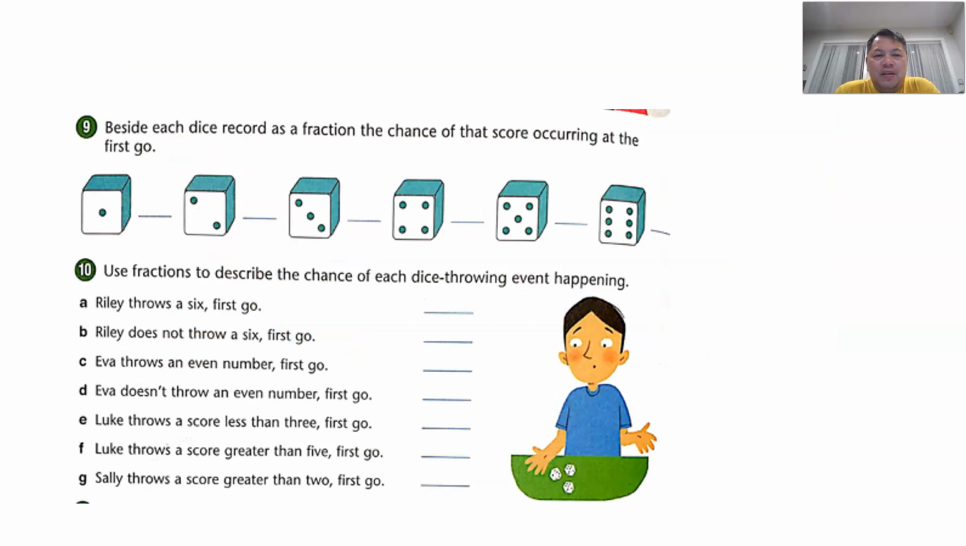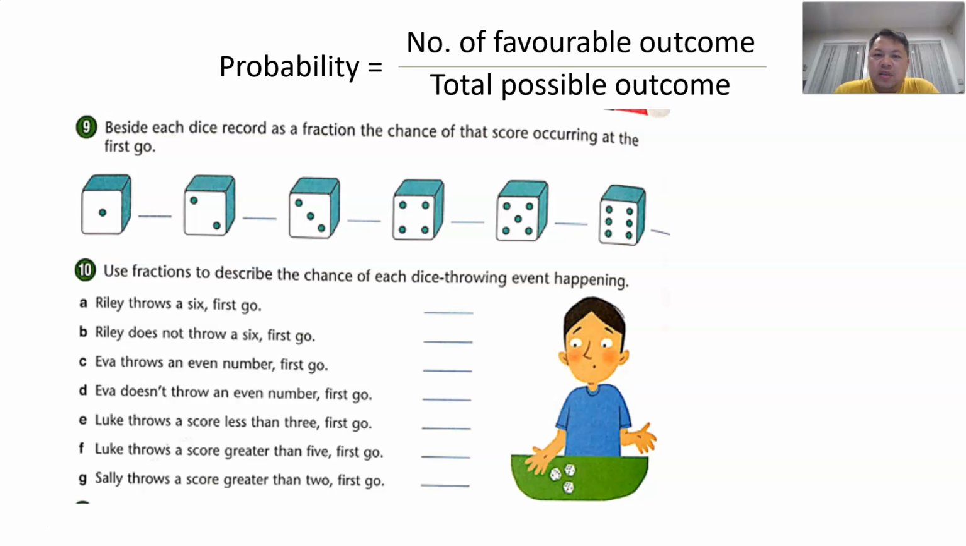Moving on to the next part. Okay, now if you have another situation, you're talking about games. Bear in mind the formula is always number of favorable outcomes out of the total possible outcomes. So for the first case, let's look at A here. Riley throws a 6, then first to go. So you must throw a 6, then you can go, isn't it? So what is the probability of getting a 6 in the throwing of dice situation? There is only one outcome here, isn't it? Only one. So there's only 1 out of 6 chance.